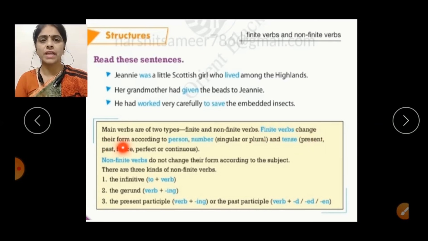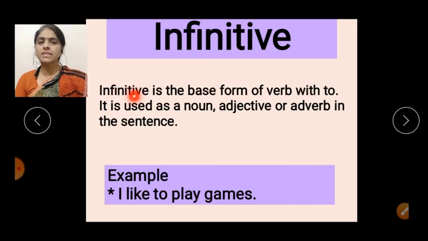Finite verbs change their form according to person and number, like singular or plural, and tense as present, past, future, perfect or continuous. On the other hand, non-finite verbs do not change their form according to the subject. There are three kinds of non-finite verbs: the infinitive, the gerund and the present participle. Let's understand each kind of non-finite verb separately. So the first one is infinitive. It is the base form of verb with to.